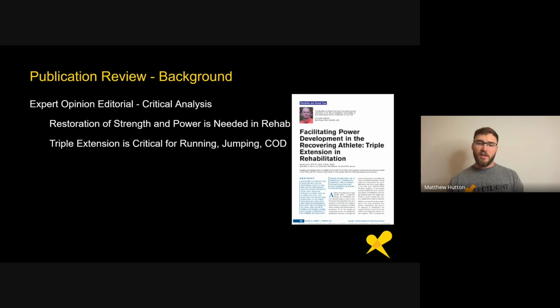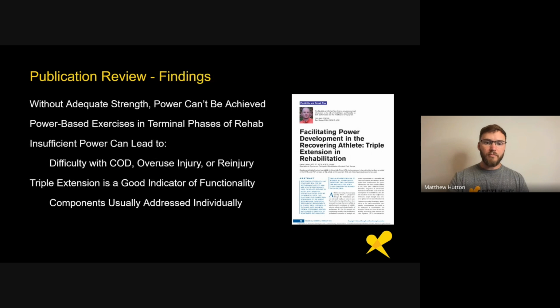He did say that some people will do triple extension type movements in their rehab, whether that's intentional or unintentional. But he was pointing out that it could probably be started sooner if you're modifying those exercises, or if you understand those exercises, so that it can be started earlier in the rehab process.